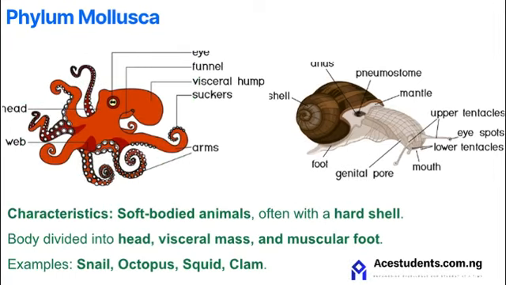Mollusks are soft-bodied animals that often have an external shell for protection. Their body is divided into three main parts: the head, the visceral mass, and the muscular foot. Some, like octopuses and squids, lack external shells but have highly developed nervous systems.